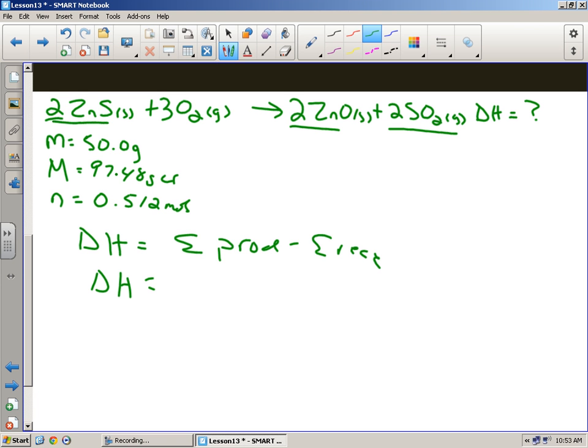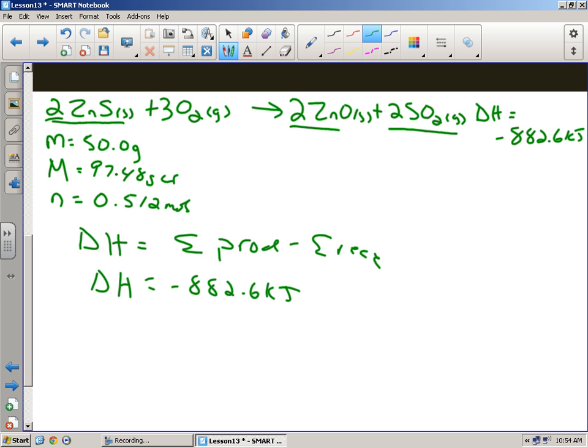minus 2 times this, and you will get, as a final answer here, negative 882.6 kilojoules is what you'll come up with there for delta H. Okay? That's how much heat's associated with this particular equation. So when I say delta H is what? I say delta H is negative 882.6 kilojoules. All right? There you go.